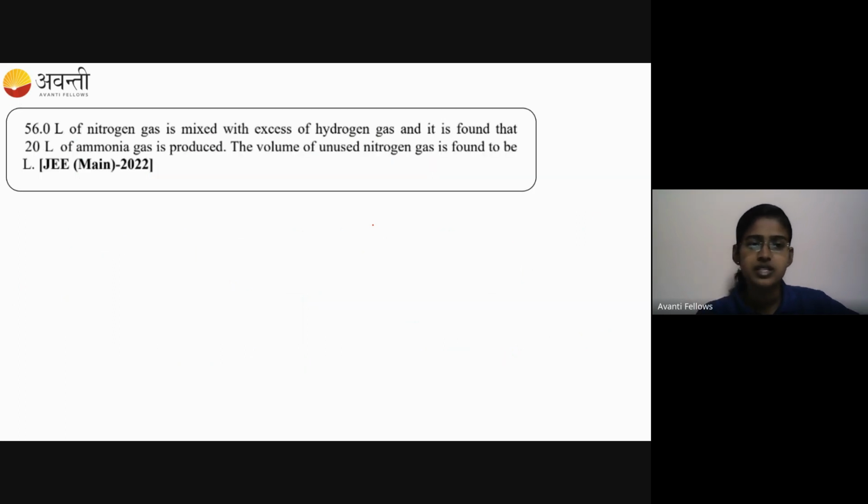The next question says that 56 liter of nitrogen gas is mixed with excess of hydrogen gas, and it is found that 20 liter of ammonia gas is produced. The volume of unused nitrogen gas? So it is the same as that of Haber's process. So in Haber's process, what happens? Nitrogen reacts with 3 moles of hydrogen to produce 2 moles of ammonia, right? So this is that reaction.